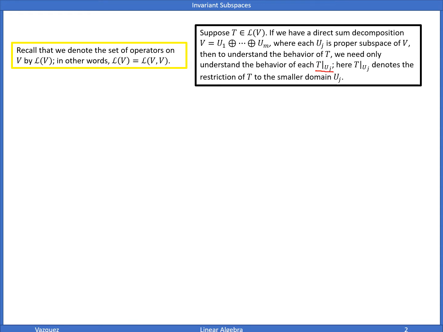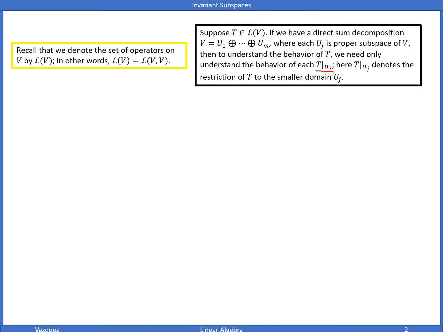This here is a little notation: Uj is invariant under T. But we need to understand the behavior of each Uj, so to speak. So we just restrict T to a smaller domain, where Uj is that subspace of V, and then we can see how that works out.